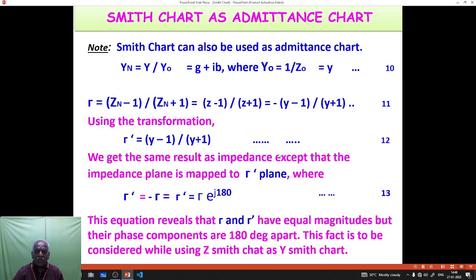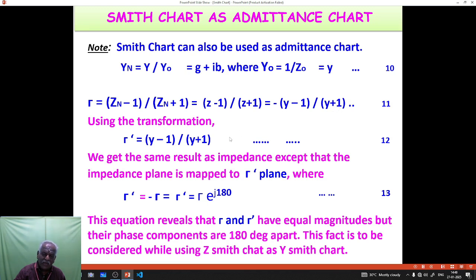Now we have seen how the Smith chart is used as an impedance chart. Now the Smith chart can also be used as an admittance chart. Here we are going to justify that the Smith chart can be used as an admittance chart. The normalized admittance is y equal to Y by Y naught, that is equal to g plus jb, where Y naught is equal to 1 by Z naught. Normalized admittance is the reciprocal of the normalized impedance. Gamma is equal to (Zn minus 1) divided by (Zn plus 1), that is equal to (z minus 1) divided by (z plus 1), that is equal to minus (y minus 1) divided by (y plus 1).